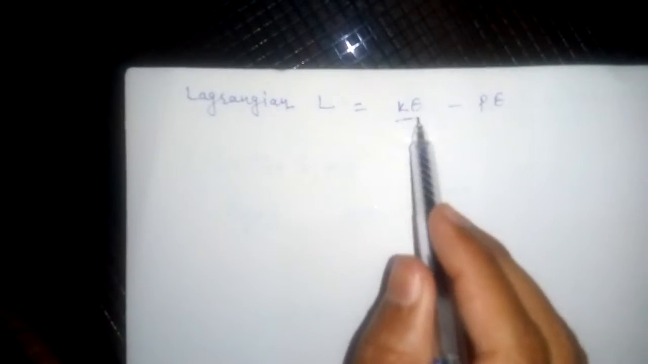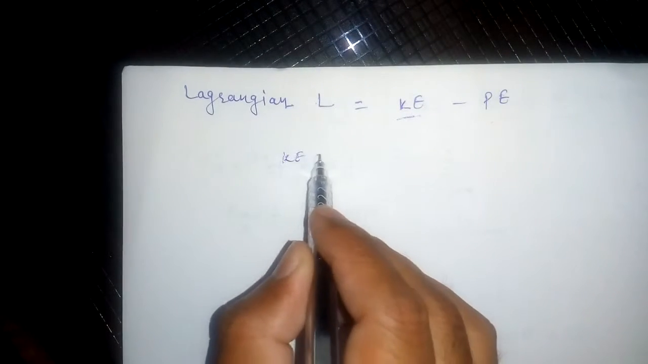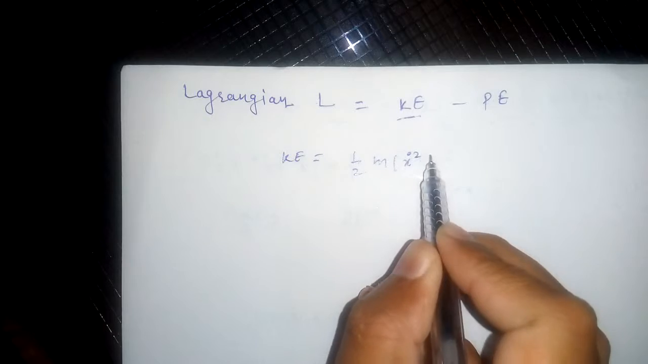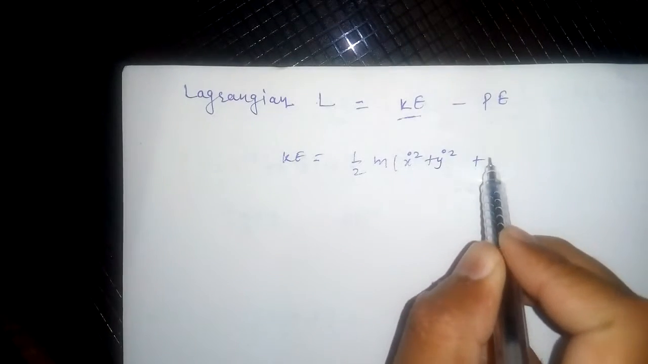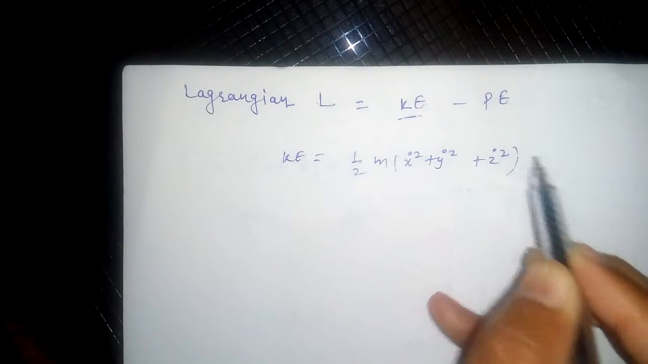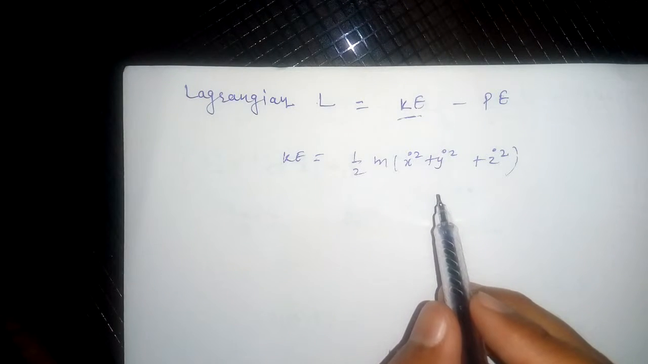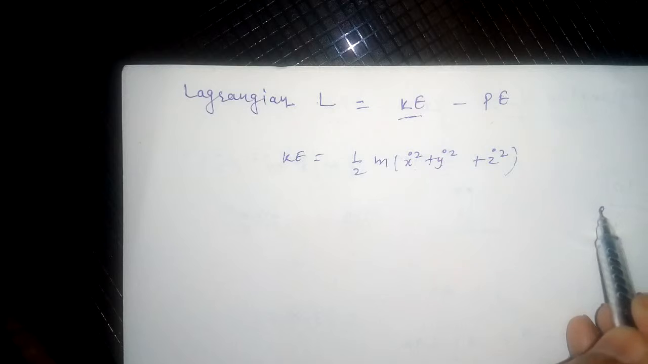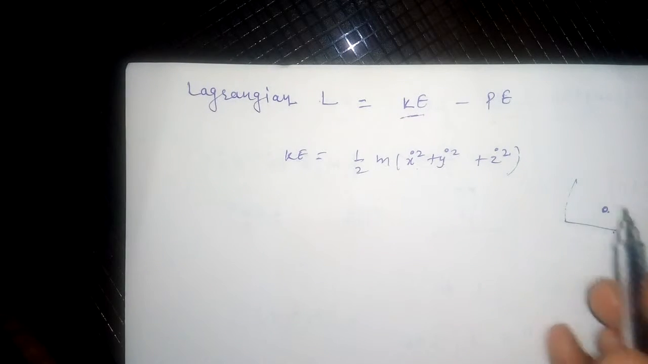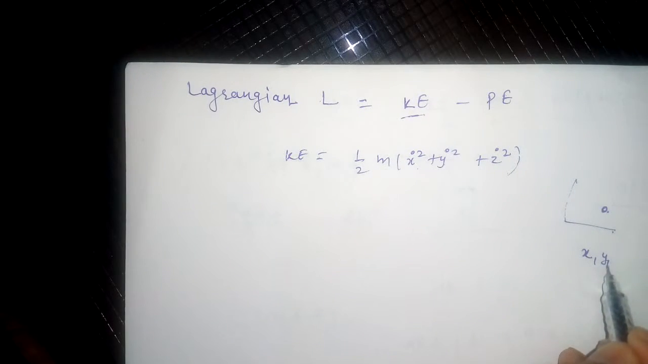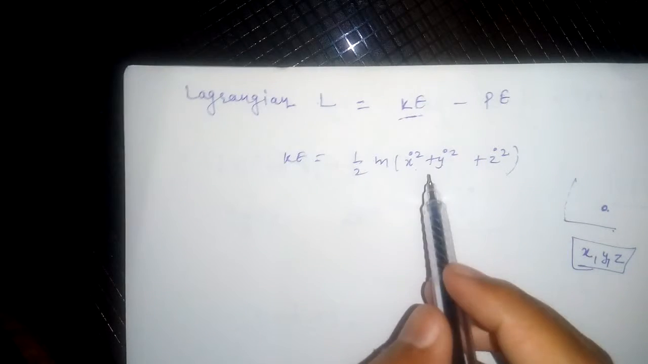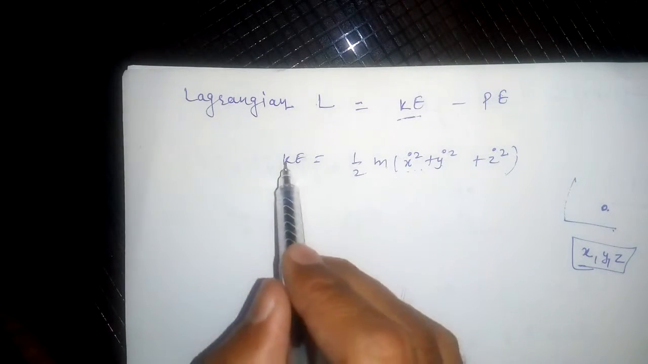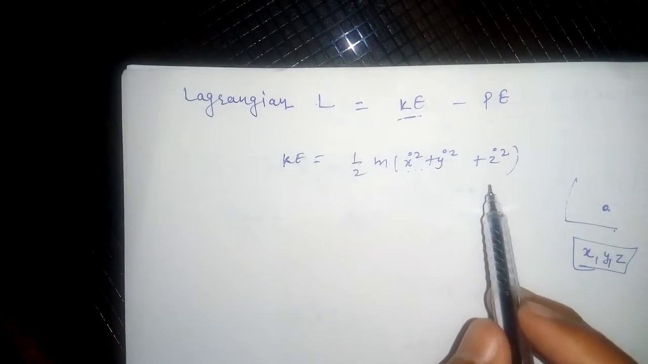So first of all we find the kinetic energy expression, which is simply half m (x dot square plus y dot square plus z dot square). We first have to find the coordinates of the object at that point, meaning its x, y and z, and then take the derivative, then square and then add. We will get the kinetic energy expression in Cartesian coordinates.